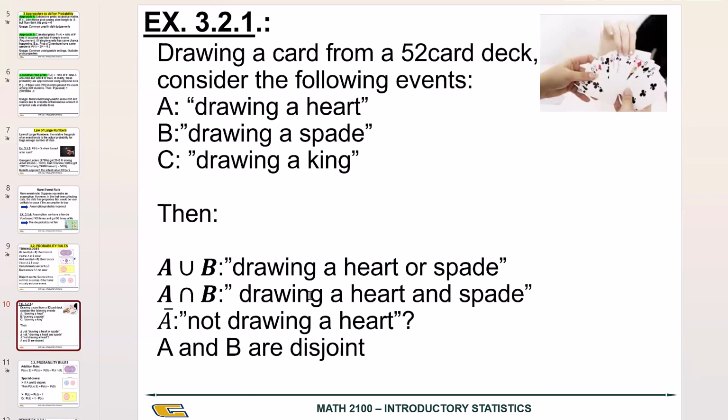And A bar, the complement of A, in this case means not drawing a heart. So it can be a spade, a diamond, or a club. Because A is drawing a heart and B is drawing a spade, and they have nothing in common, we say A and B are disjoint.